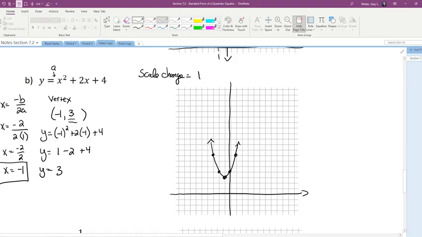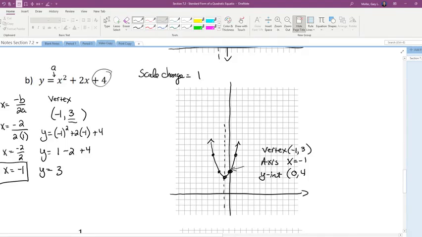So I have my vertex at negative 1 comma 3. I have my axis of symmetry at x equals negative 1. That's this vertical line right here, that mirror. My y-intercept is always just going to be the number out here by itself. So that's going to be 0, 4. But we can also see that happen on the graph right there.